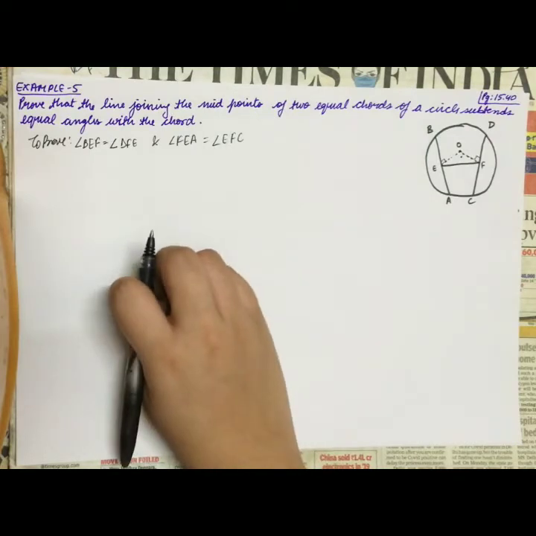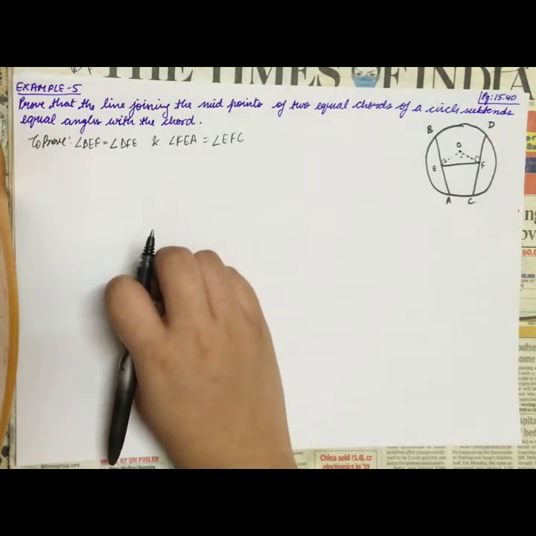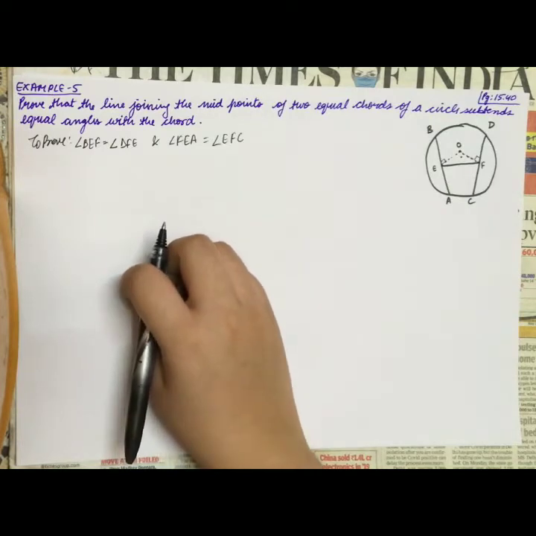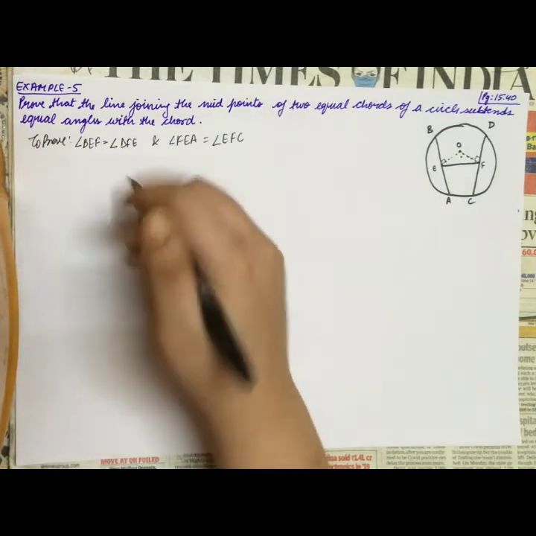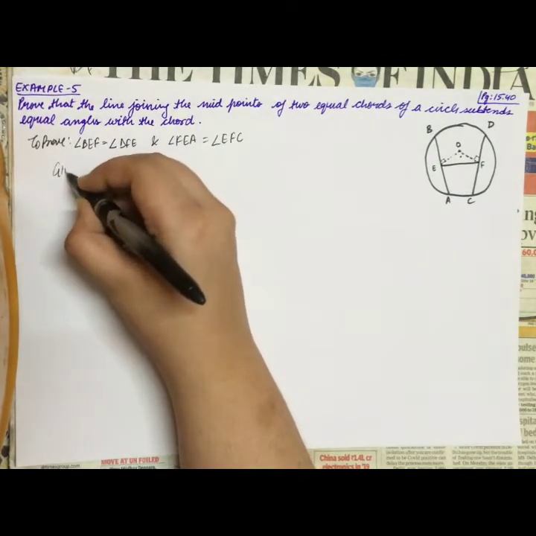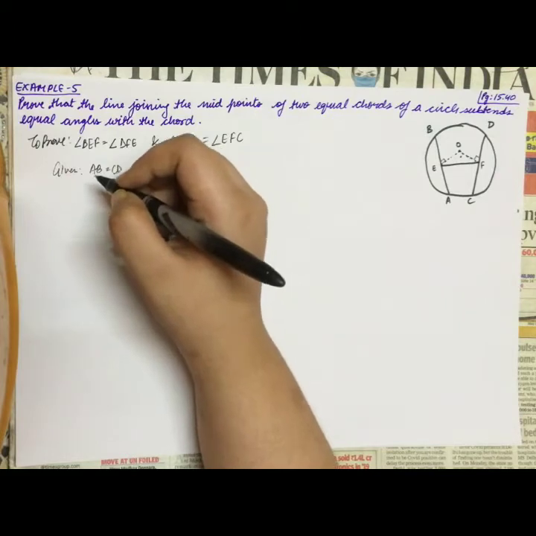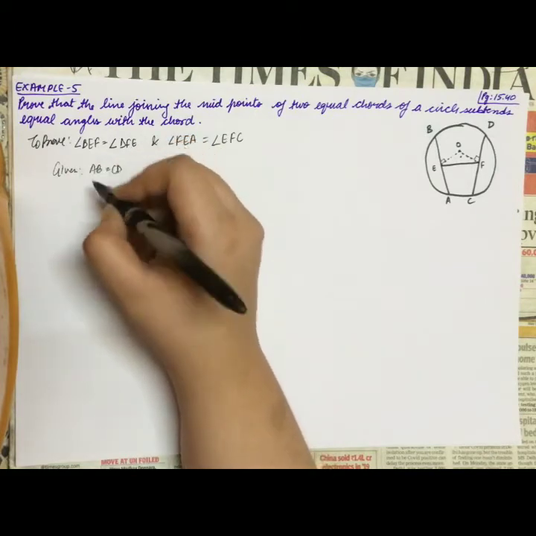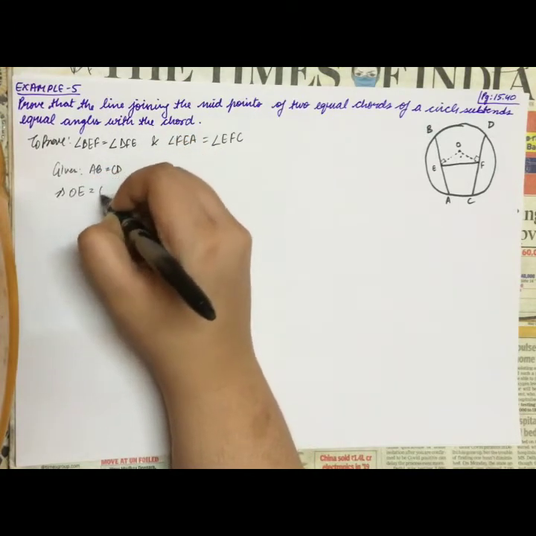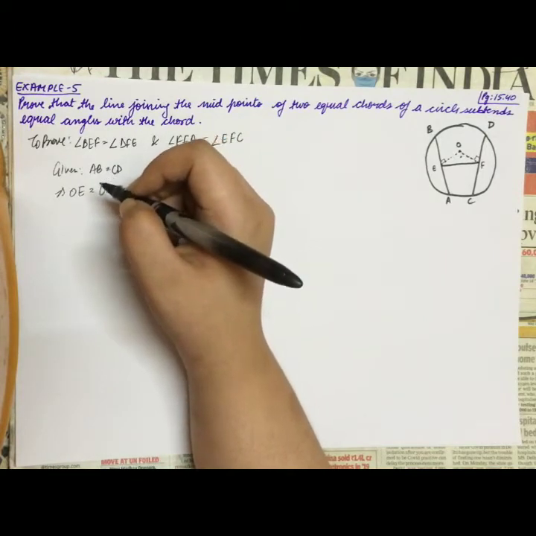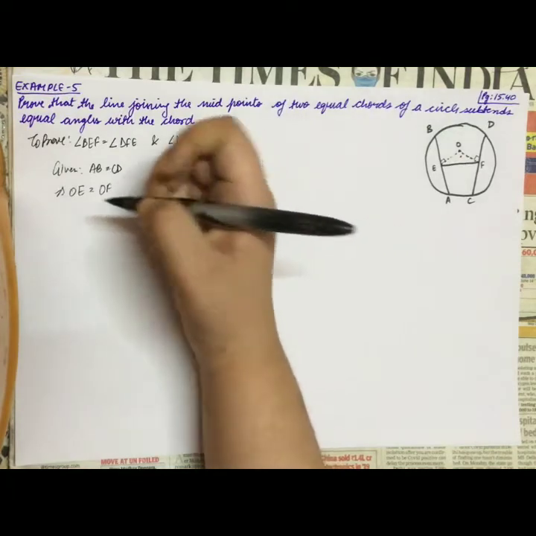So we will construct OE perpendicular to AB and OF perpendicular to CD. It is given that AB is equal to CD, and therefore we can say that OE will be equal to OF. Why? Because chords equal in length are equidistant from the center.